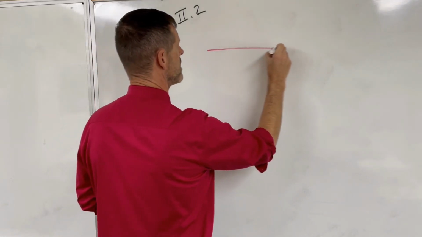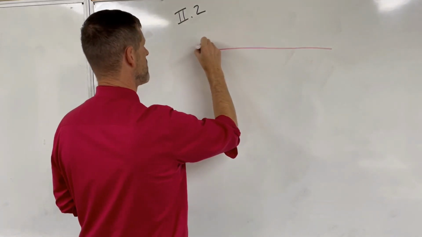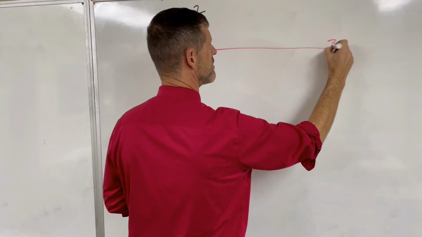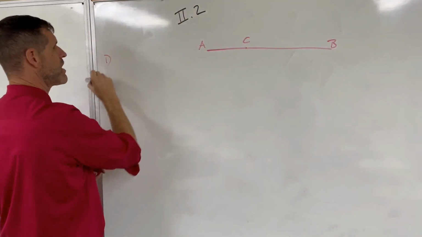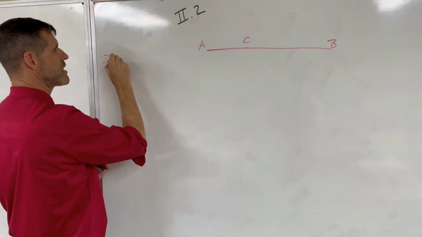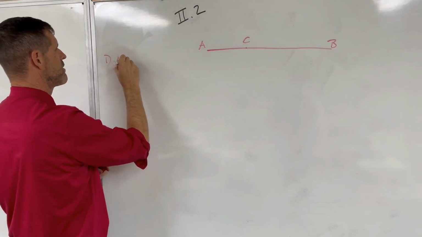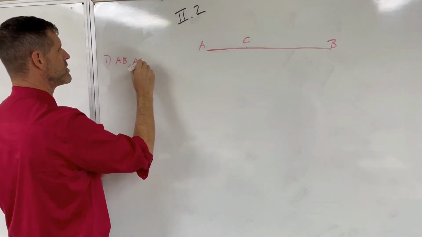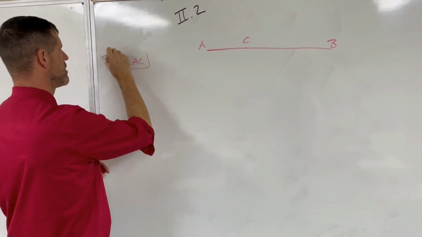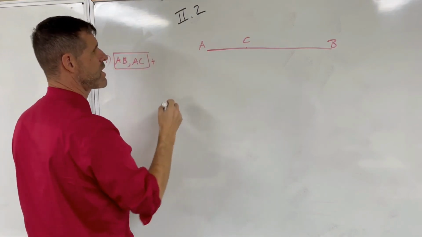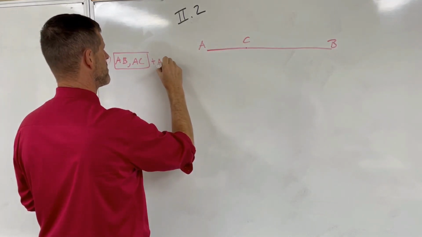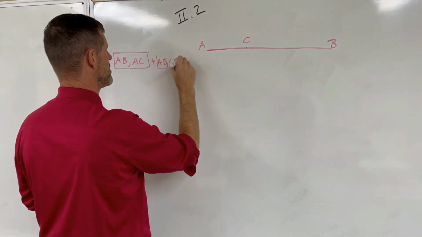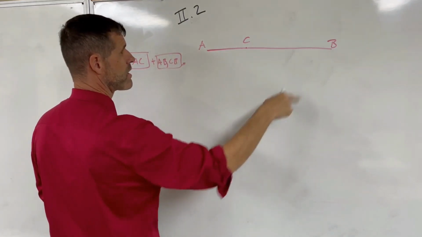So we have our line AB. We cut it at random at C. And what we're going to say is that the rectangle contained by AB, AC, plus the rectangle contained by AB, CB, is equal to the square on AB.